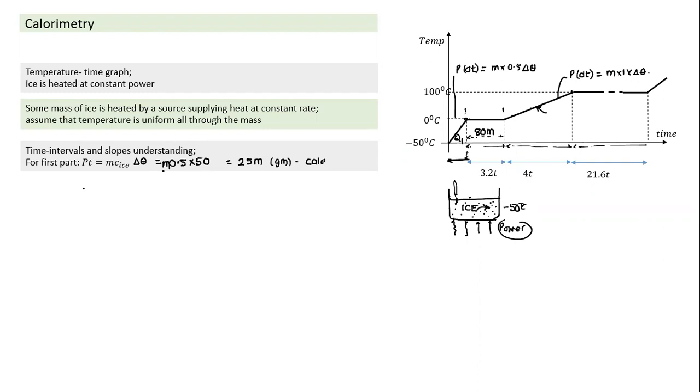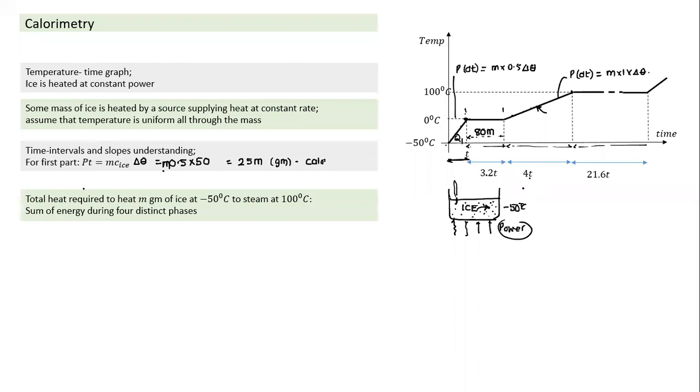So understand the ratio. I'm not explaining all those things again here. If this is t, this will be 3.2 t. This will be 4t, and this will be 21.6 times t. So whatever time it has taken to just raise the temperature of ice from -50 to 0 degrees, from 0 degree ice to 0 degree water, it will take 3.2 times more time, and so on and so forth.